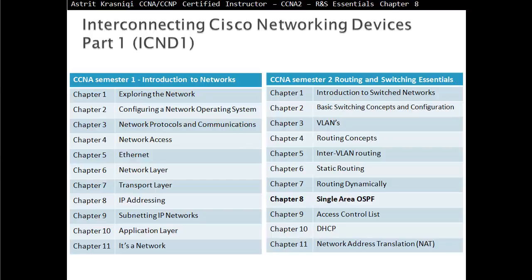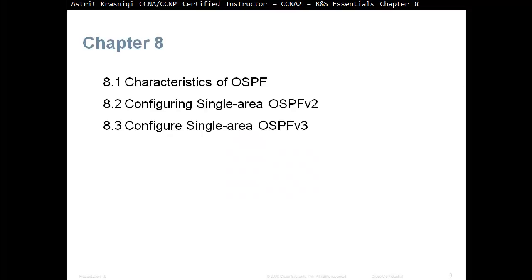I'm a CCNA and CCNP certified instructor. In this video we are covering CCNA Semester 2, Routing and Switching Essentials. This is Chapter 8, Single Area OSPF. Chapter 8 is divided into 3 sections. We have Section 8.1, Characteristics of OSPF, then Section 8.2, Configure Single Area OSPF, and then Section 8.3, Configure Single Area OSPF version 3.